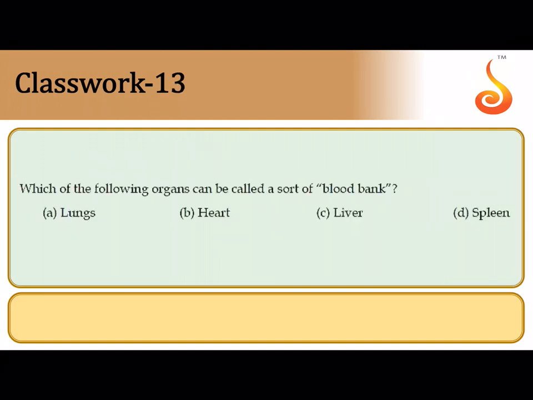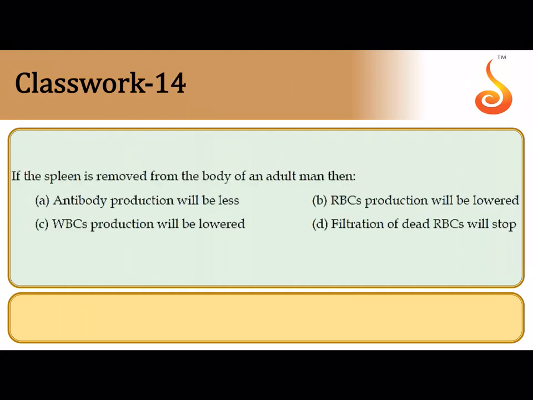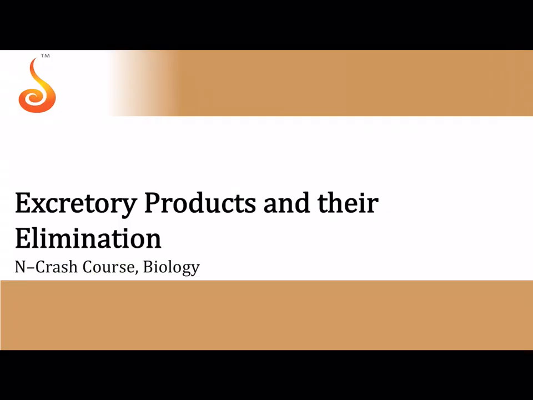Which of the following organs can be called a sort of blood bank? The spleen, because the spleen is rich in blood. It filters your blood, it purifies your blood, it also destroys the worn out RBCs in your blood. If the spleen is removed from the body of an adult man, then filtration of dead RBCs will stop, because the spleen is called the graveyard of the RBCs.